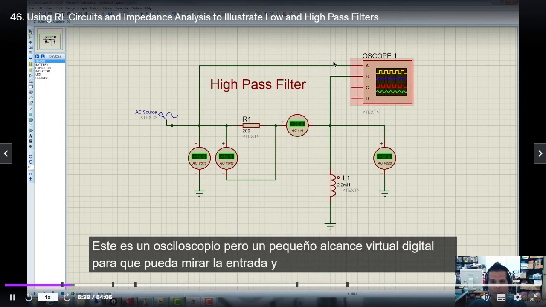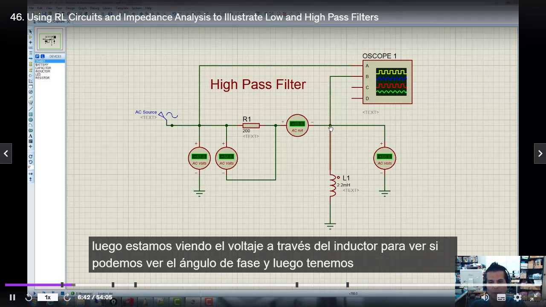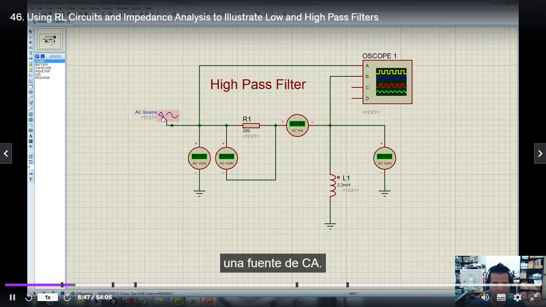This is an oscilloscope, a little digital virtual oscilloscope. We're going to look at the input, and then we're looking at the voltage across the inductor to see if we can see the phase angle. And then we've got an AC source.